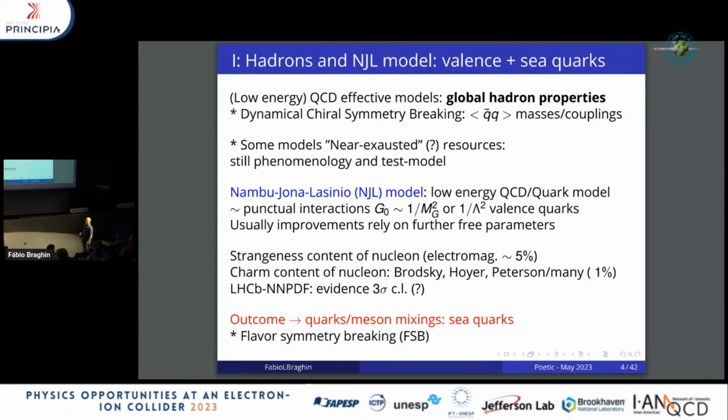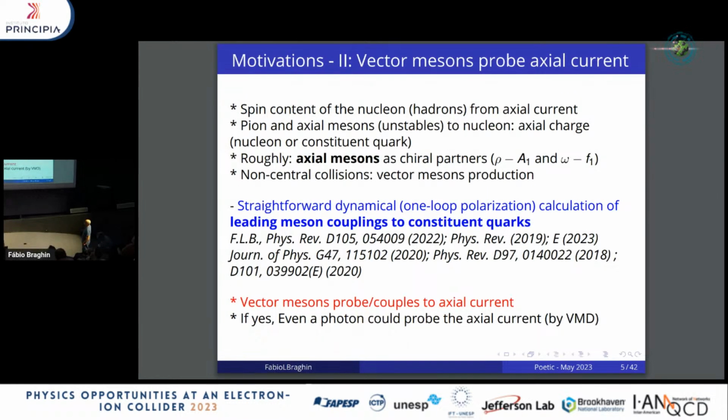I will quote some of them just to make the presentation more compact. And then this is the result. In fact, I will show some mixings that give rise to flavor breaking at the level of sea quarks in the Nambu-Jona-Lasinio model. So the second issue is about the vector mesons that may be used to probe the axial current.